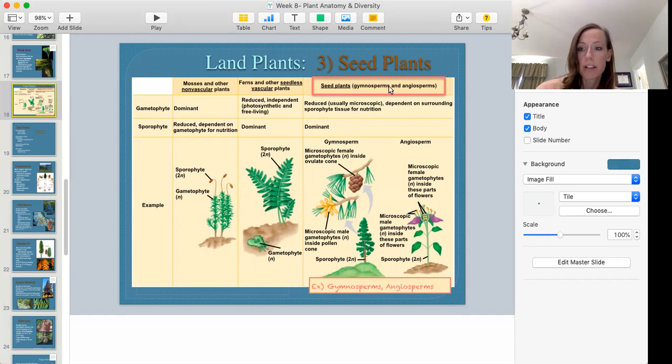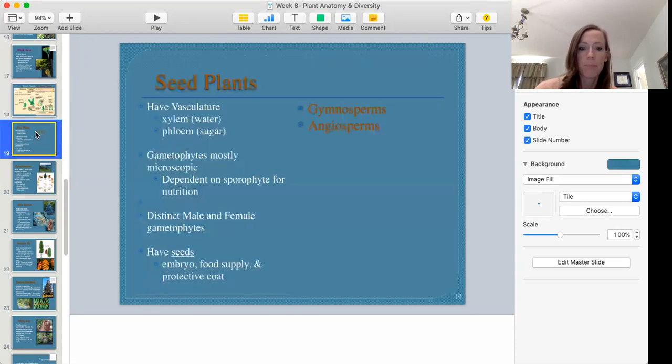And as I had mentioned in the last video, this group is characterized by dominant sporophyte generation and a reduced, often microscopic, gametophyte generation. Okay. And it's comprised of two major groups, the gymnosperms and the angiosperms. So gymnosperms are going to be all of our conifers as well as a few others, so cone producing trees. And then angiosperms are flowering plants. They can be trees, they can be smaller plants that produce fruit and vegetables. So those are all going to be our seed plants.